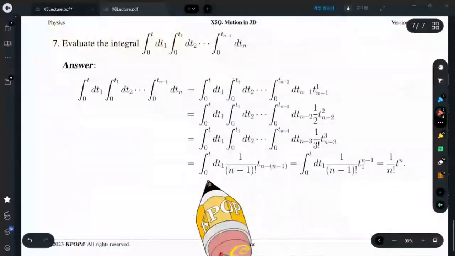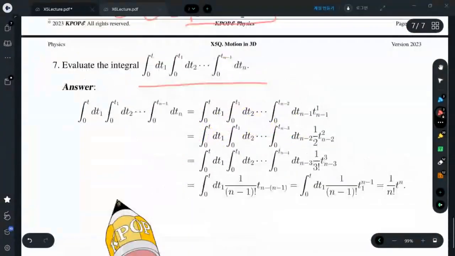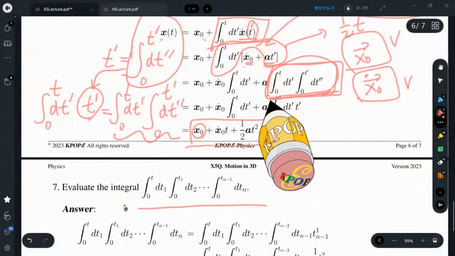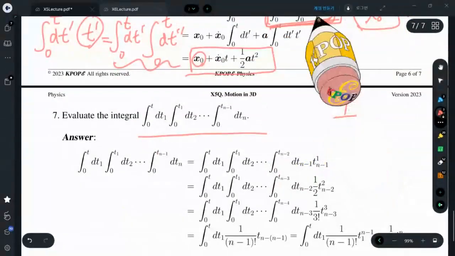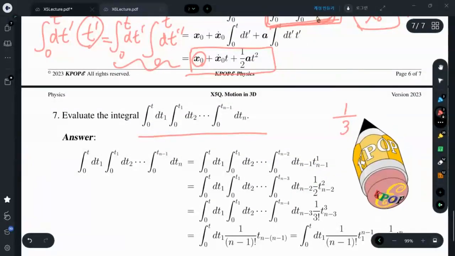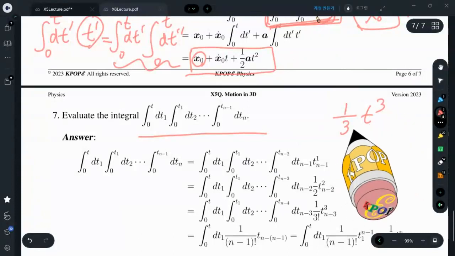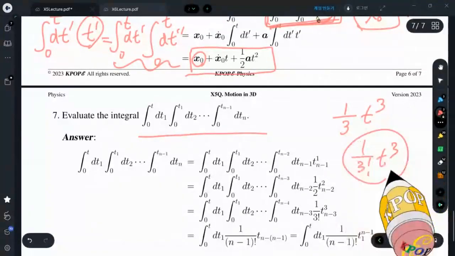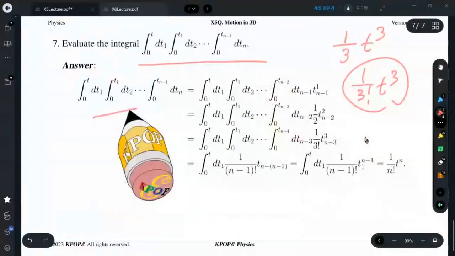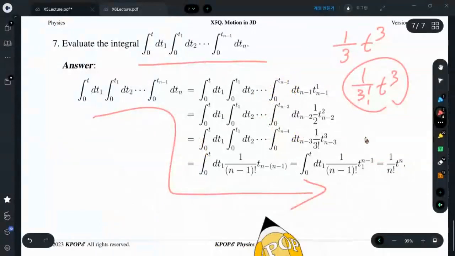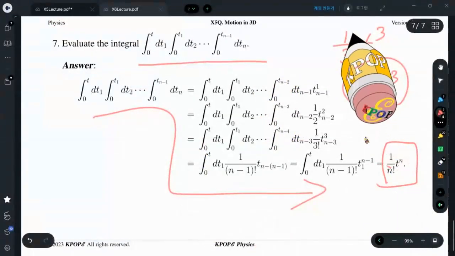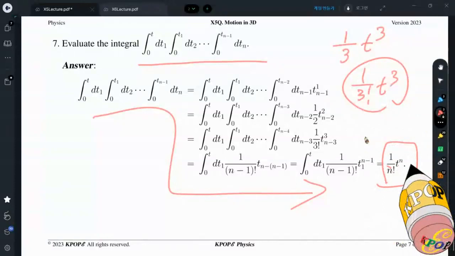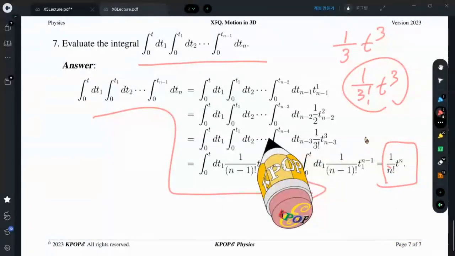We would like to know what happens if I increase the number of integrations. Here we have considered 2. We do not know whether, if I increase the power by one, it is t cubed over 3 or 3 factorial in the denominator. According to mathematical induction, it is not 1 over n, but 1 over n factorial. You can repeat this step by step in a straightforward manner.